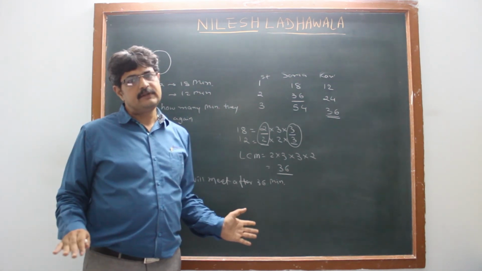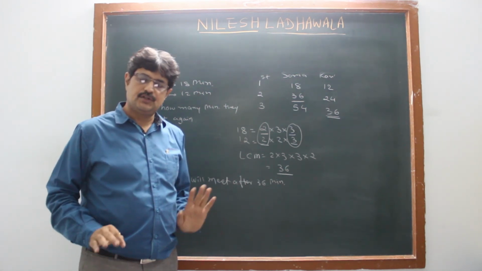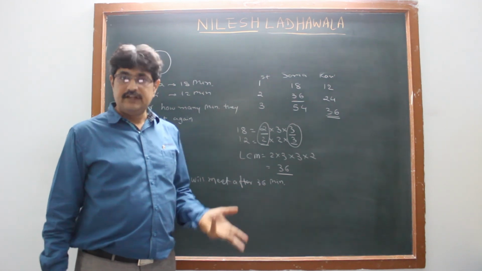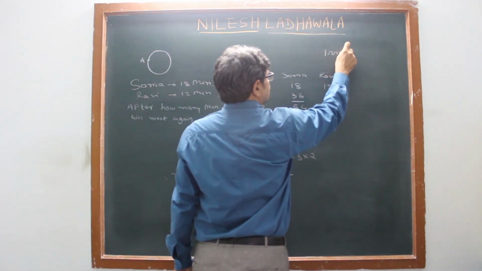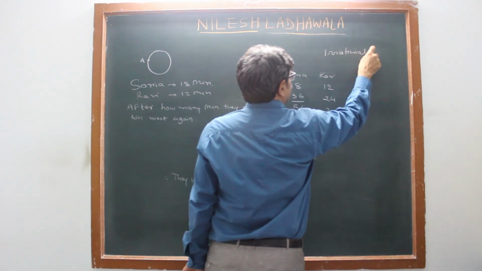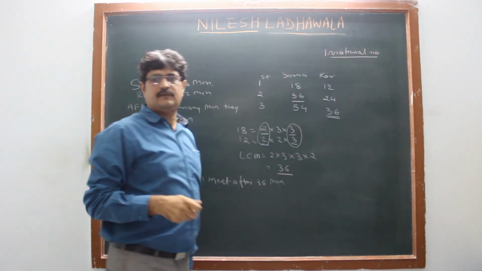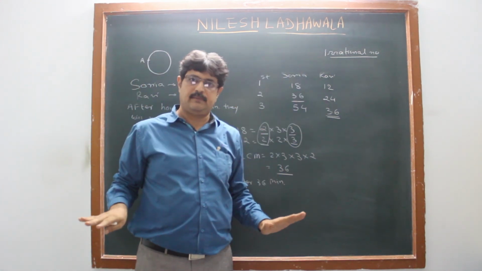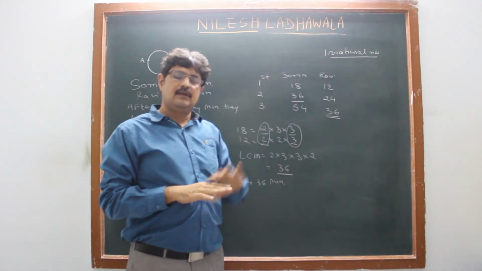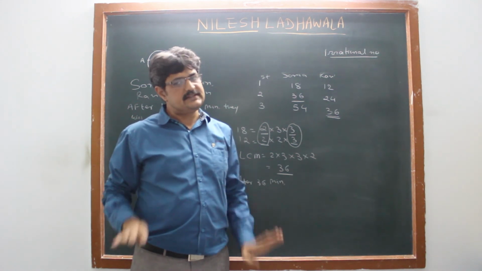So here we have completed exercise 1.2. In the next video, we will learn about irrational numbers, which is the third and final part of our chapter number 1. And after completion of this, we will complete our first chapter.